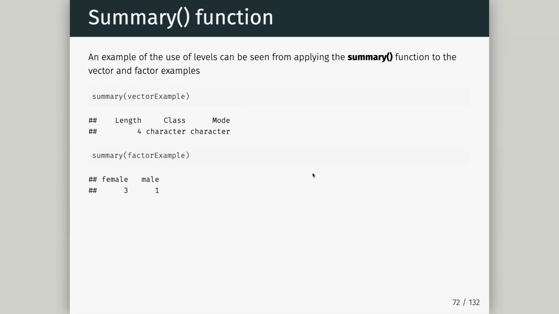We don't care about this. But if I give summary a factor containing exactly the same information, it actually gives me something a little more useful, I would say. It tells me there are 3 females, 1 male. So it's done some type of statistics on that vector straight away for us.